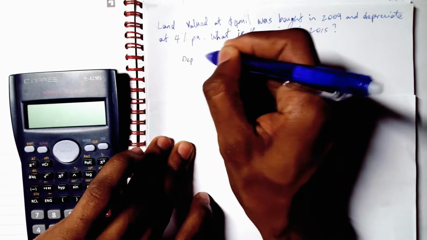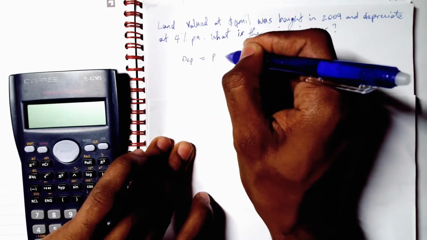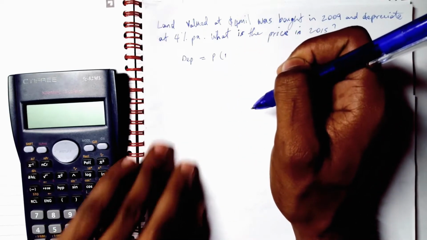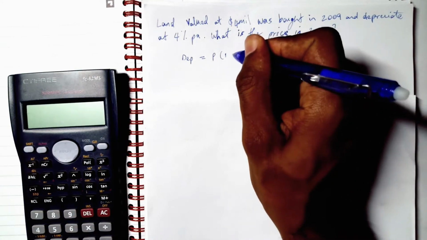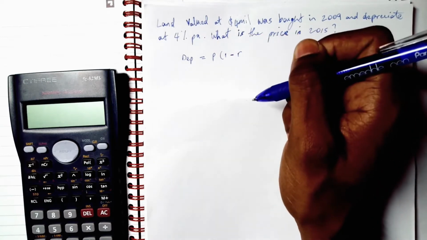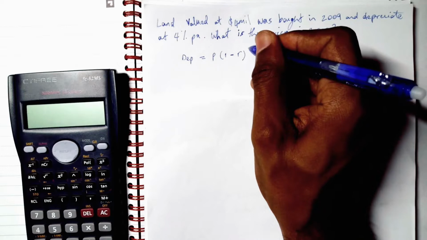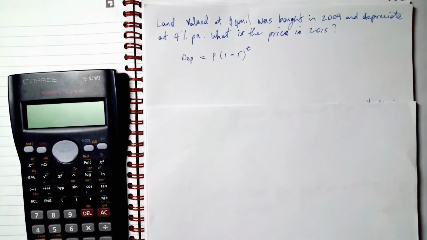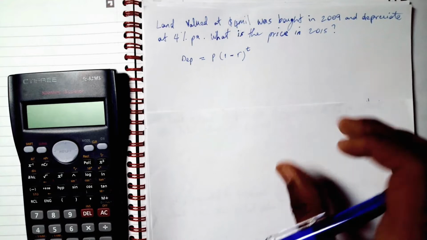The depreciated value is equal to the principal, and we represent our depreciation with a minus interest rate, raised to the power of t. And that is the formula of our depreciation. In the former examples, the formula was the principal or initial value multiplied by 1 plus r raised to the t. In depreciation, it's 1 minus the interest rate. So let's start with this question now. Let's fill in the blanks.